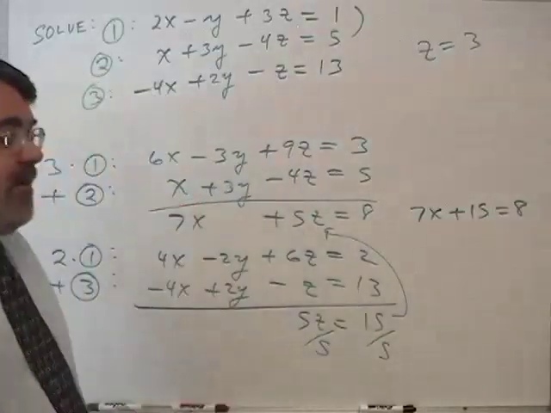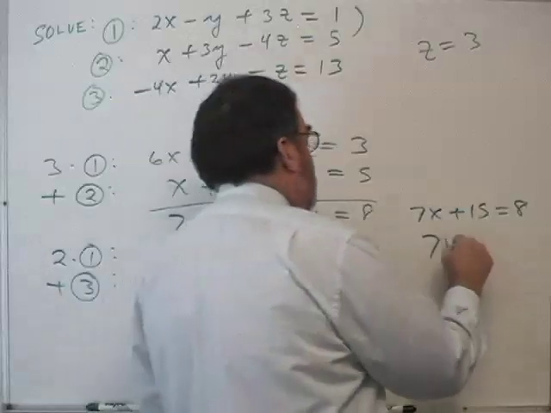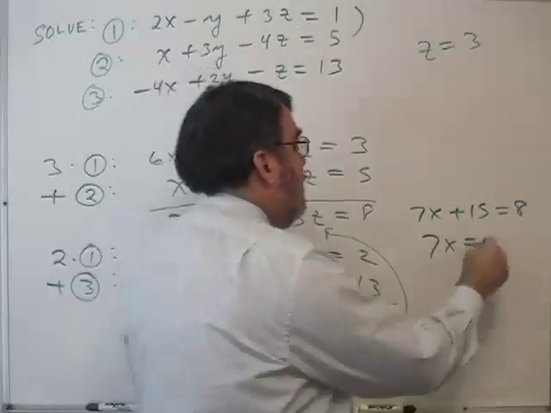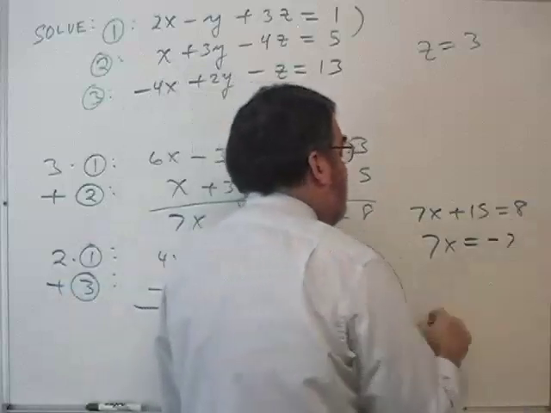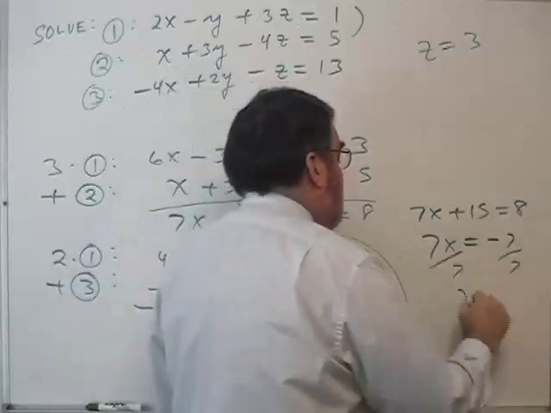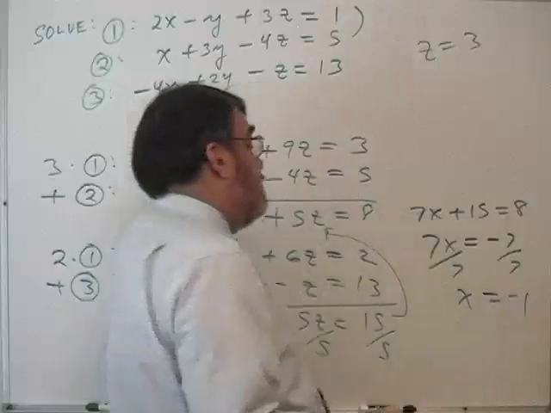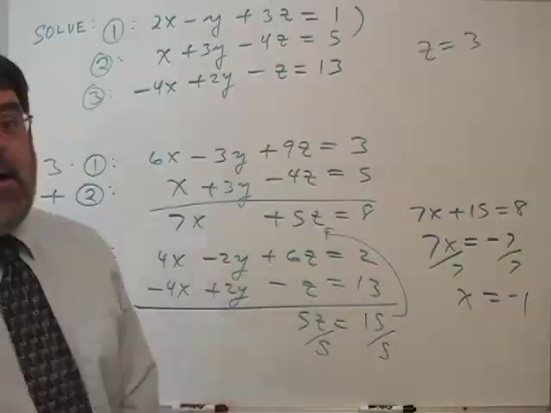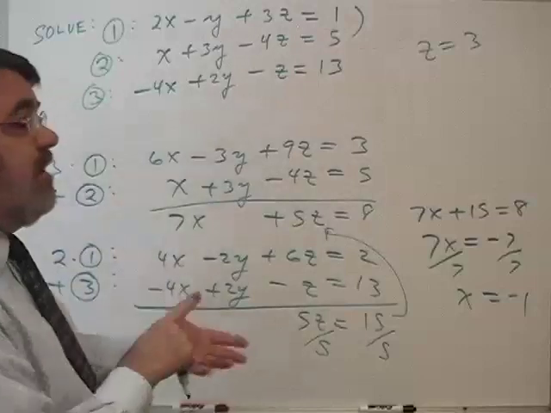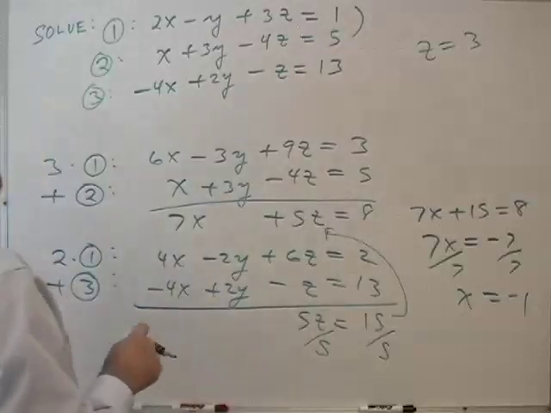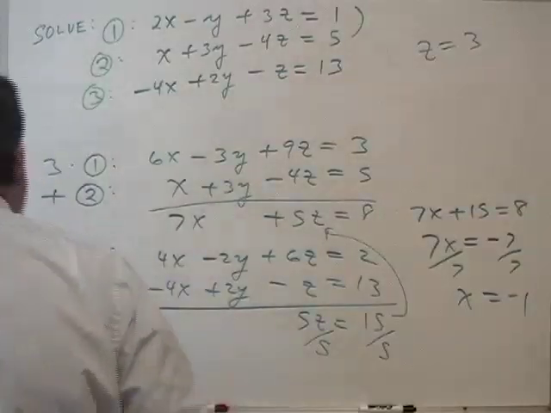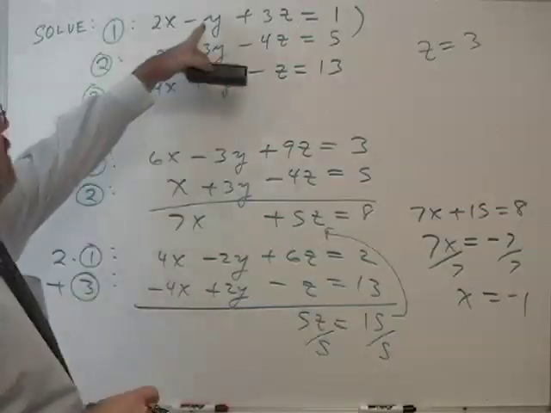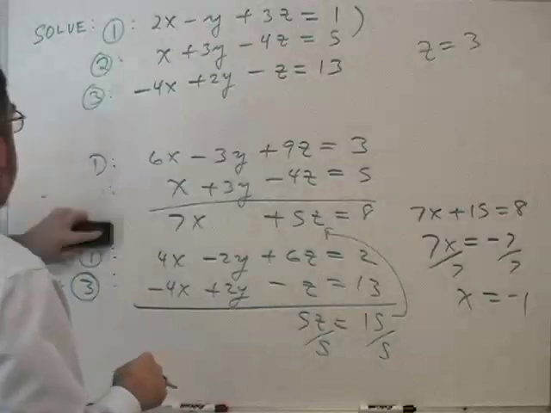And now if we subtract 15 from both sides and proceed to solve for x, 8 minus 15 is negative 7, divided by 7, x is negative 1. And then we still need to get y. So I know what x is, I know what z is, and I will have to do some erasing now. So how am I going to get y? I'll use the first equation.